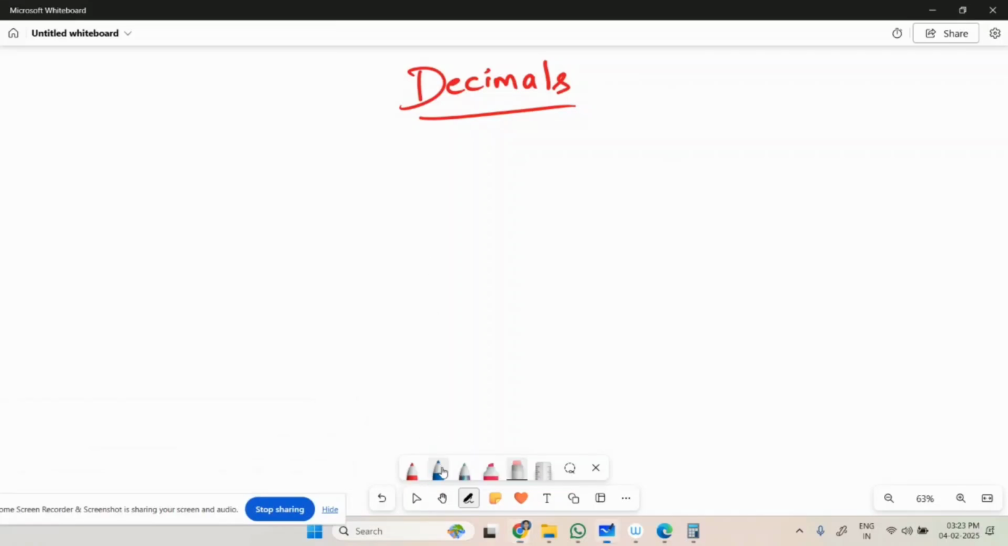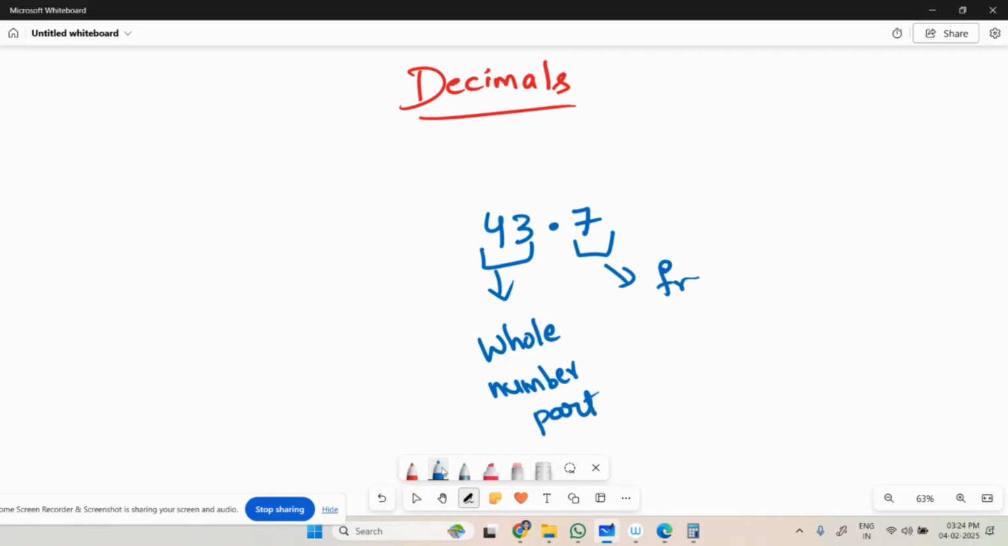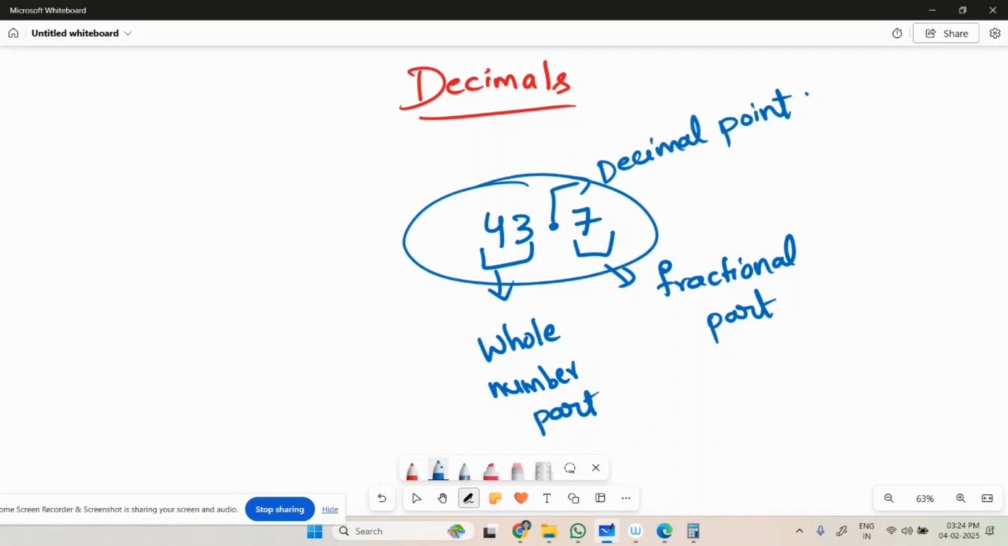In today's video, we are going to learn about decimals. A decimal number is a number made up of a whole number and a fractional part, separated by a dot. We call it the decimal point. Here, 43.7 is there. 43 is the whole number part, 7 is the fractional part, and this dot is the decimal point. A decimal number is made up of a whole number part and a fractional part, separated by the decimal point.